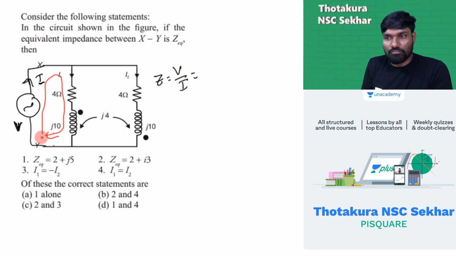Let's do it. For this, I am writing KVL equation. This is plus, this is minus. You write KVL equation for this. So far I have discussed a lot of KVL equations, right? Now for this you write KVL equation.